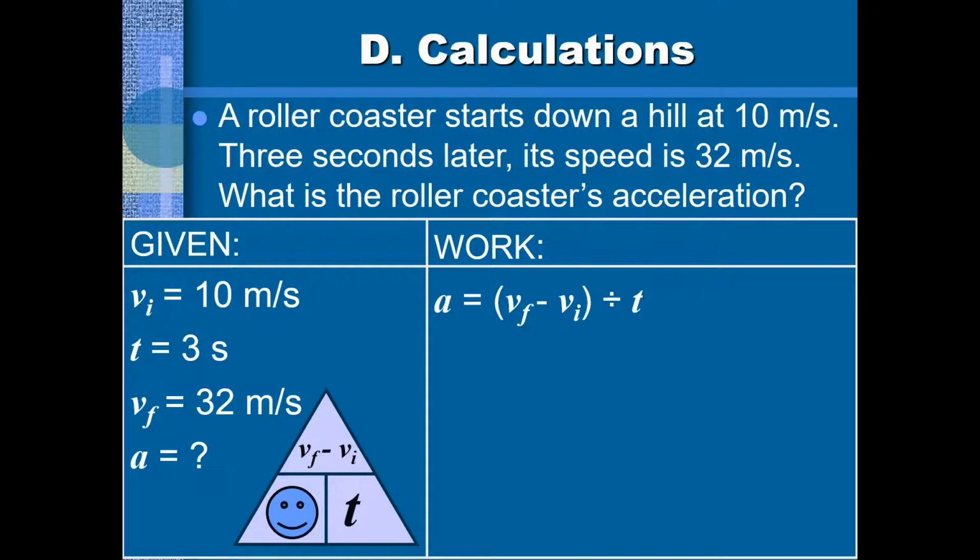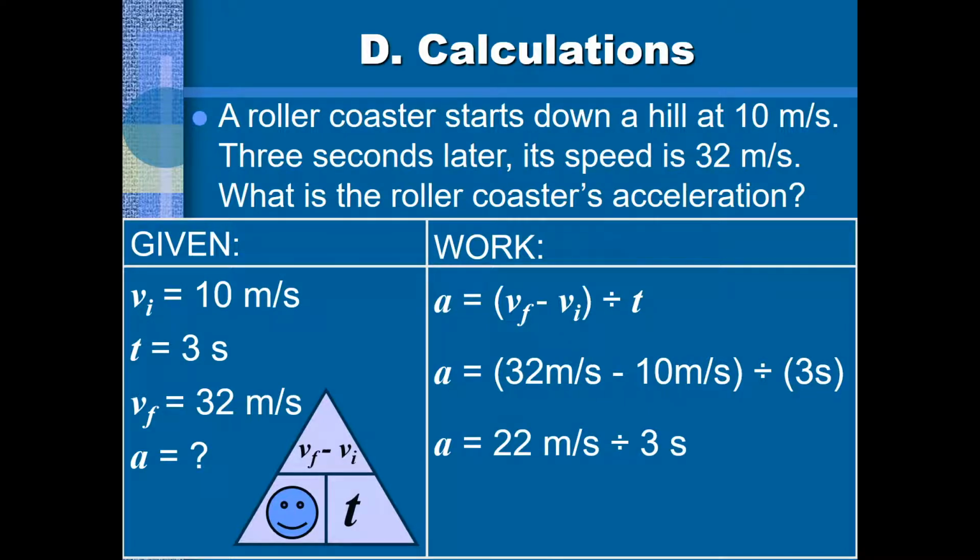Now we plug those numbers into the equation. 32 meters per second minus 10 meters per second is 22 meters per second, and we divide it by 3 seconds. We get an acceleration of 7.3 meters per second squared. So in this example, you'll notice that the units combine. A meter per second divided by a second is a meter per second squared.